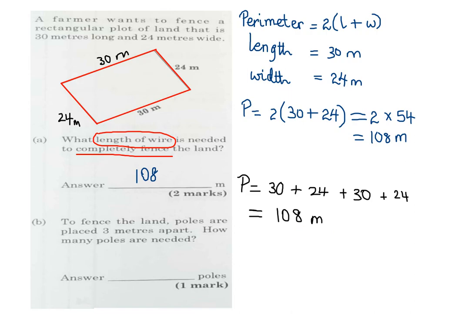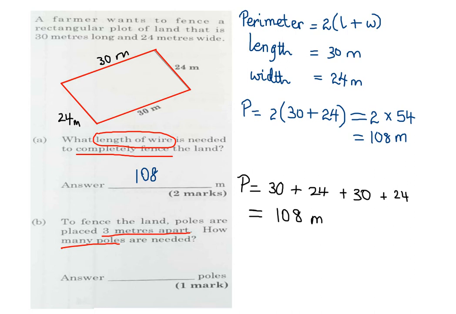Now, the part B for this question. The part B of the question says, to fence the land, poles are placed 3 meters apart. Alright, so that's a key thing here. 3 meters apart. And they want to know how many poles are needed. So we're fencing this entire plot of land. We're placing poles along the land as we're fencing. And they're saying that every 3 meters we are going to be placing a pole.